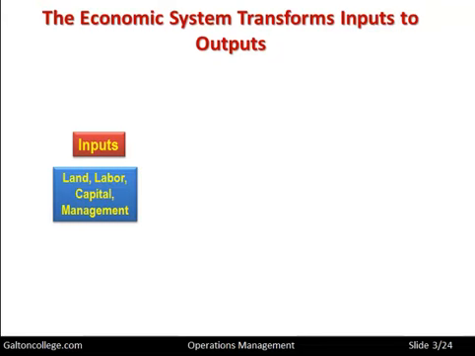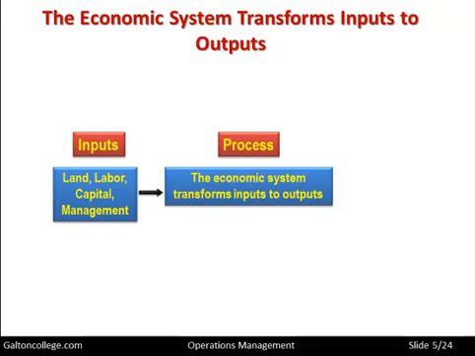So we have four factors of production, and we have four rewards to the factors of production. Land is rewarded by rent, labour by wage, capital by a rate of return, and entrepreneurship by profits. So we have four factors of production, except we call it management here, and we have four rewards. Now the inputs go into a process. The inputs generally need to be processed in order to make outputs, and we do this by looking at the economic system and how the economic system transforms the inputs into outputs.